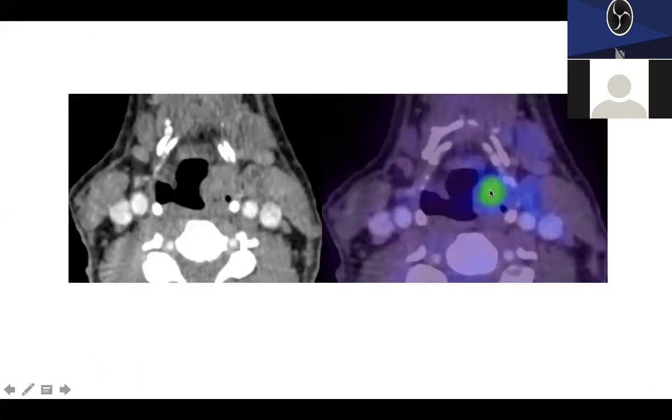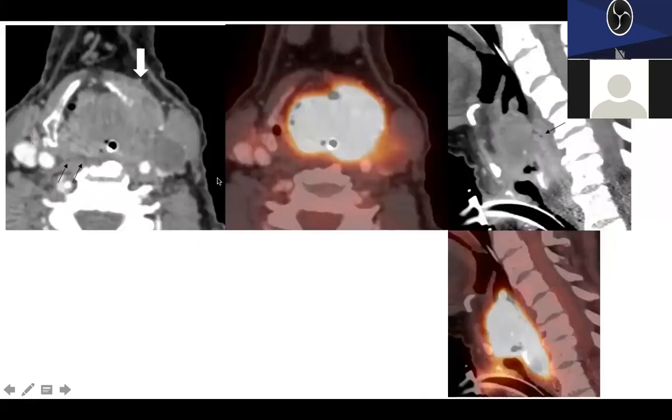So here is another lesion. This is a much smaller lesion as compared to the previous, but this also has its epicenter in the AE fold. This is the PET, this is your CT, and this is the PET CT fusion images. Here also you can see a little bit of extension into the paraglottic space. So this is a T3 disease.